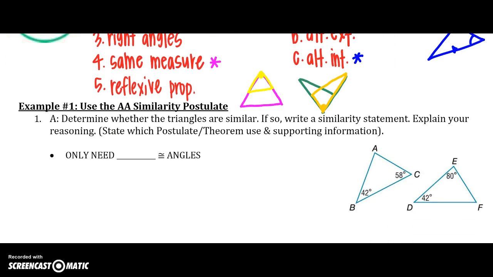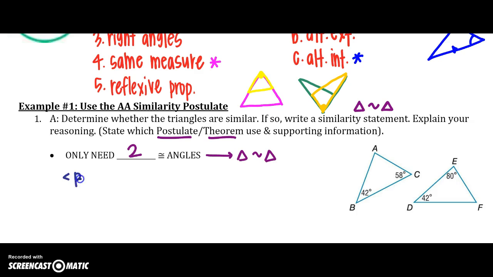So let's look at a couple of these examples. Determine whether the triangles are similar. If so, write a similarity statement. Remember, a triangle is similar to a triangle. Explain your reasoning. When it says to explain, just state a postulate or theorem that you used. We just learned that you only need 2 angles to be congruent for our triangles to be similar. So let's look at our picture to see if they give us that much information.